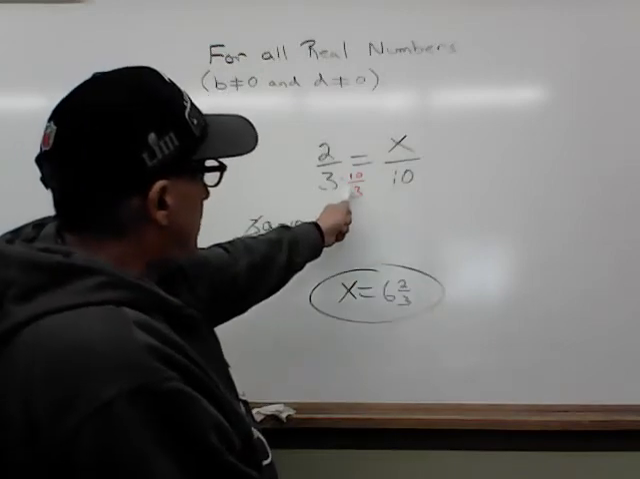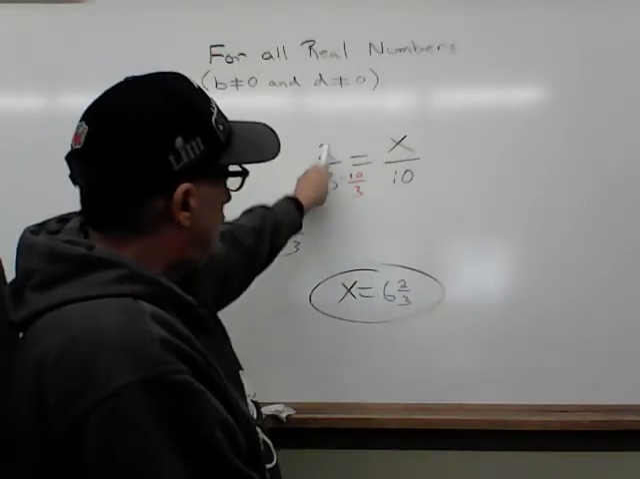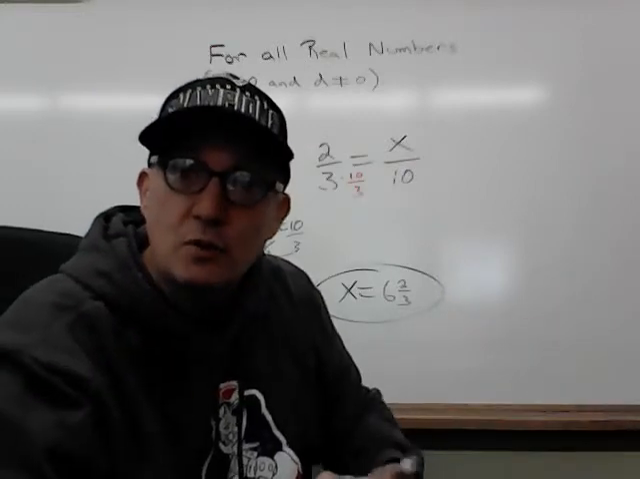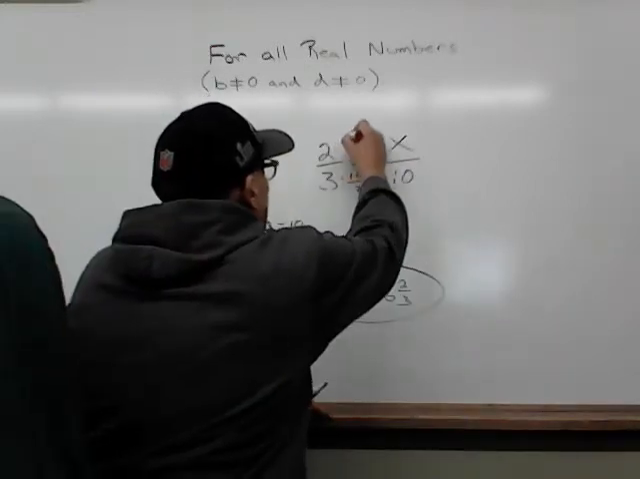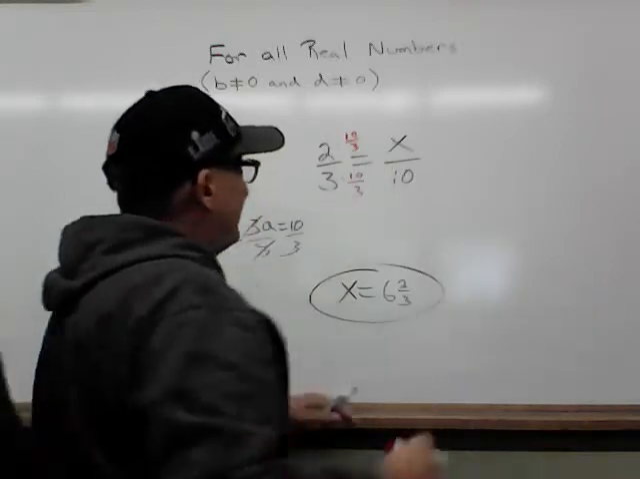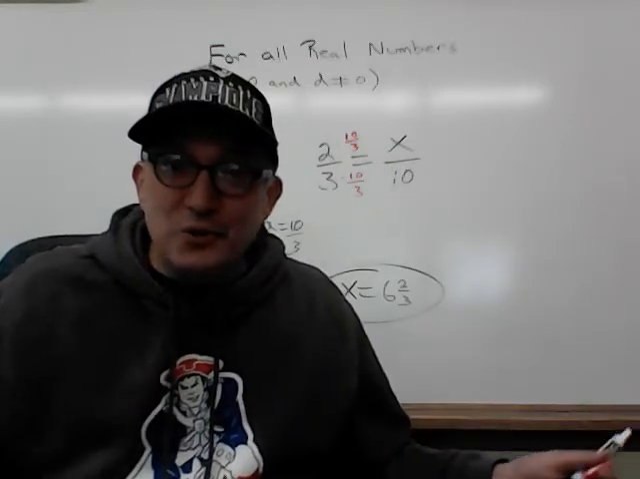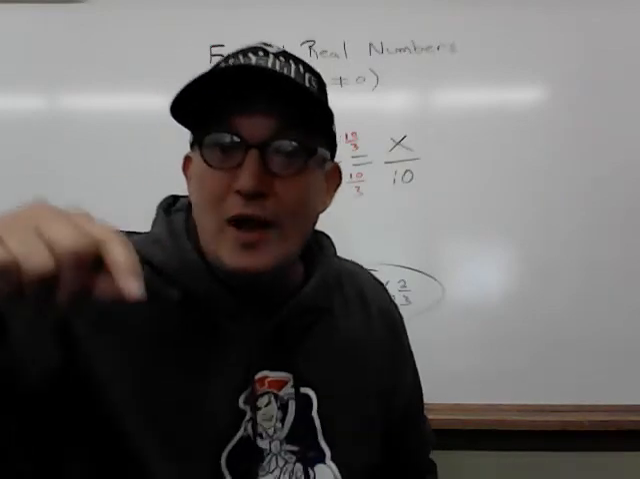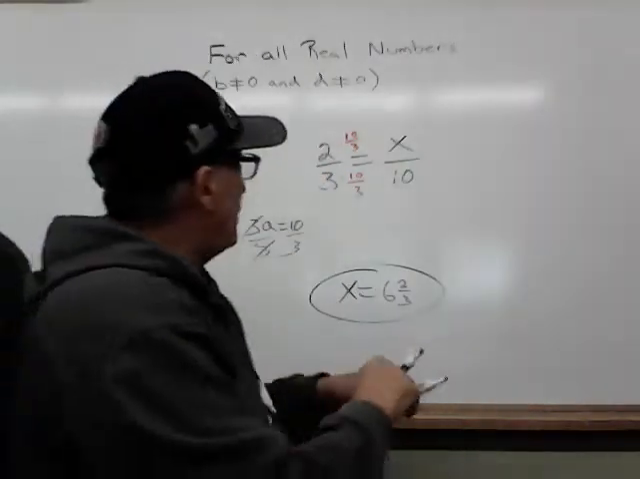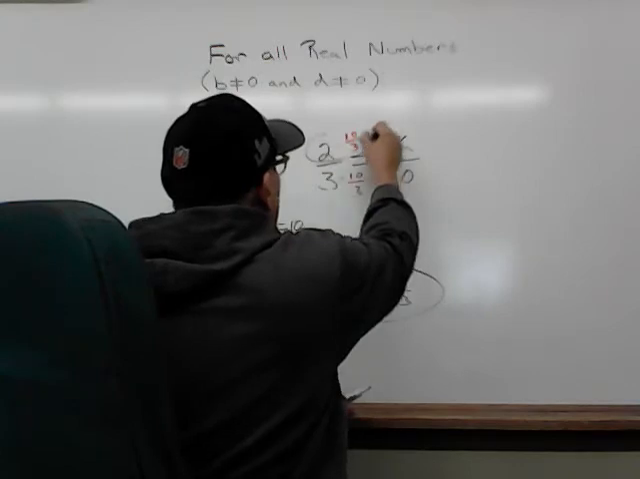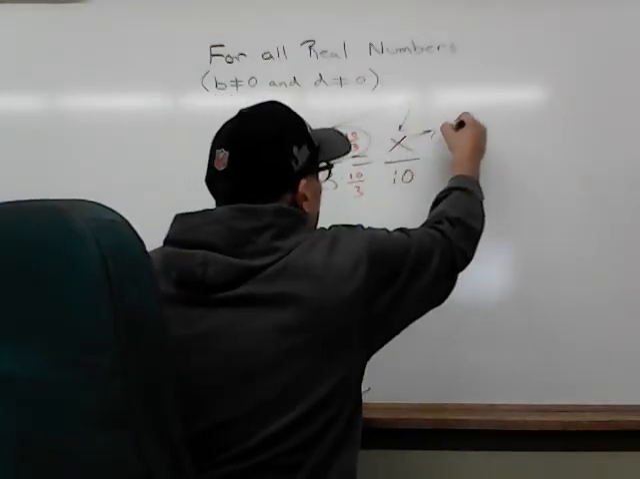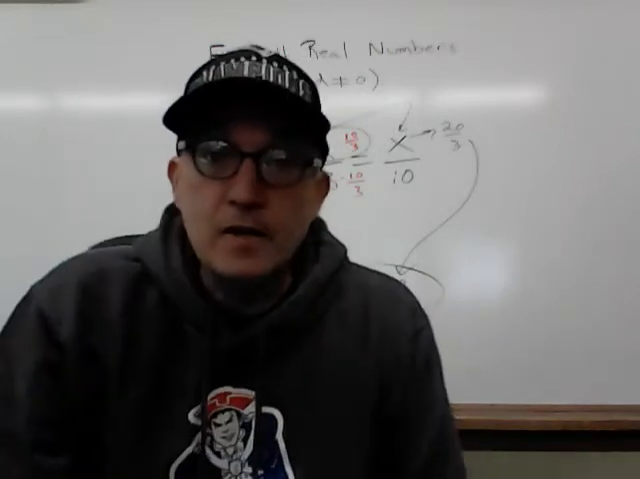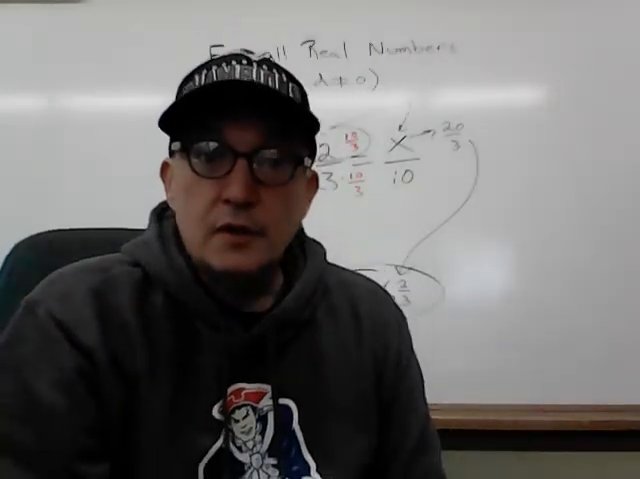Now, if we multiply the denominator of this fraction by 10/3, of course, we have to multiply the numerator by 10/3. What's 2 times 10/3? It's the exact same 20/3 that we got the other way, remember? Two times 10/3 is 20/3.